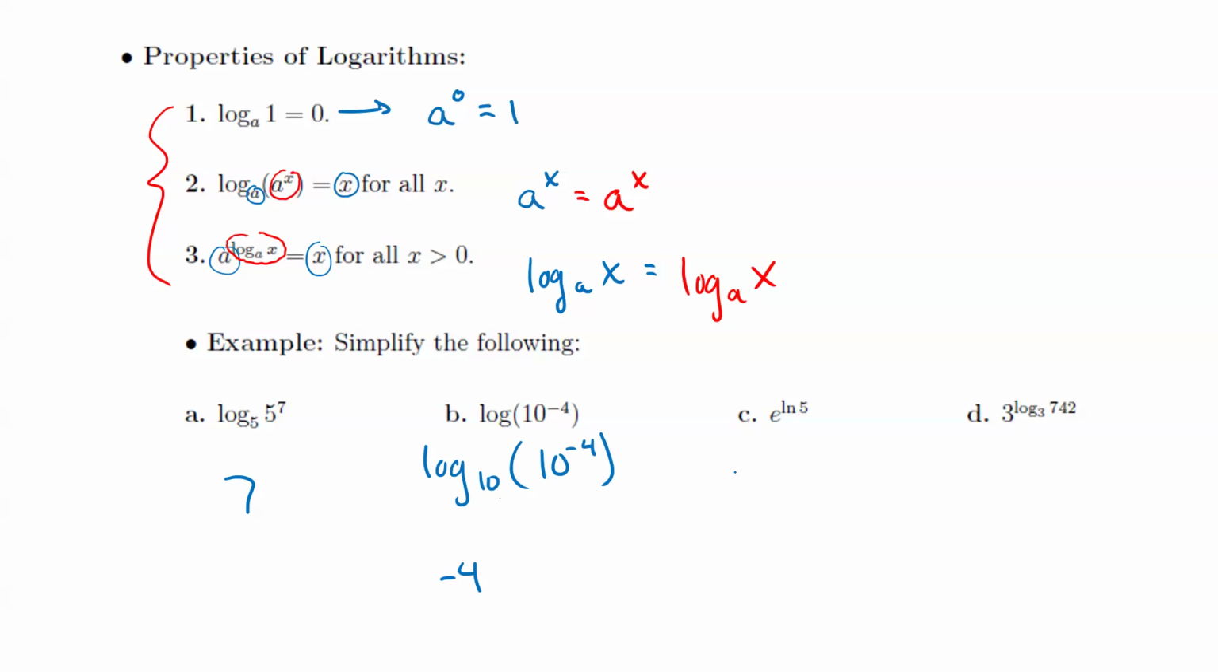Here's one where it's helpful to rewrite the natural log as the log base e of 5. And then this is a lot like property 3. So the answer just has to be 5. Here, again, the base is matching. So the answer must just be 742.